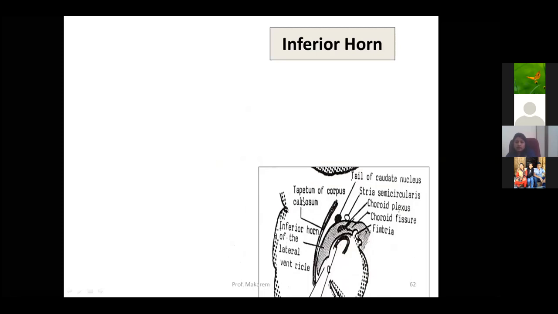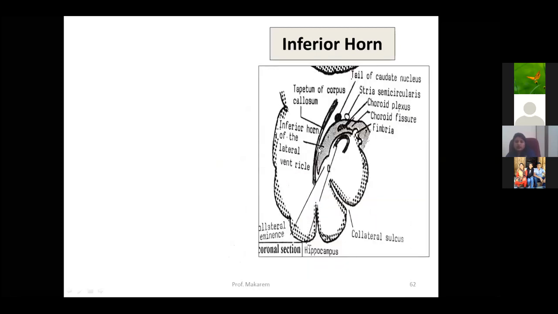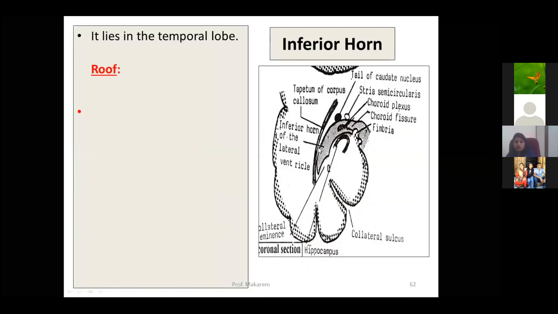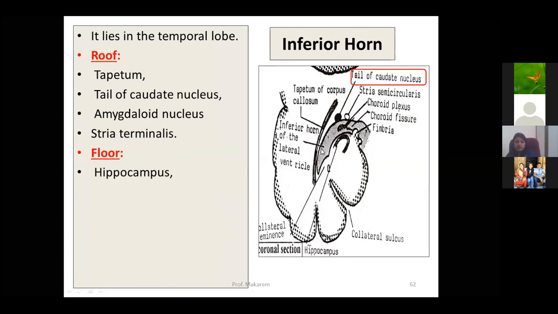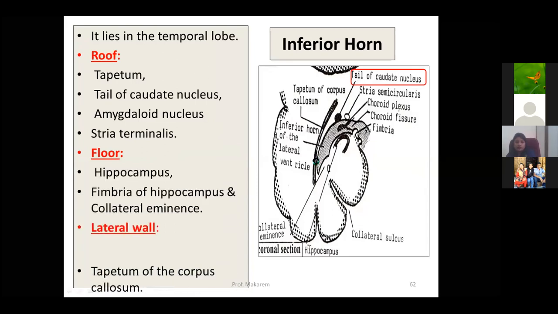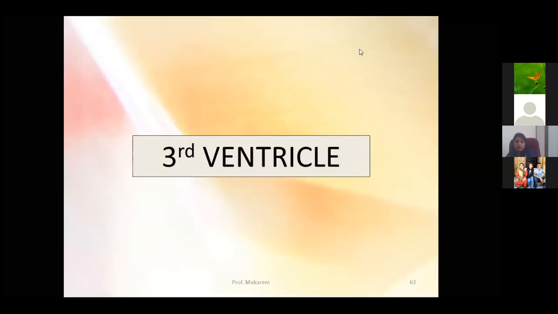Then you have the inferior horn present in the temporal lobe. It has a roof formed by the tapetum, which is nothing but fibers of the corpus callosum. Then the floor is mainly formed by the hippocampus. The lateral wall is formed by the corpus callosum. So these were the parts of the lateral ventricle and the boundaries of each of these parts.